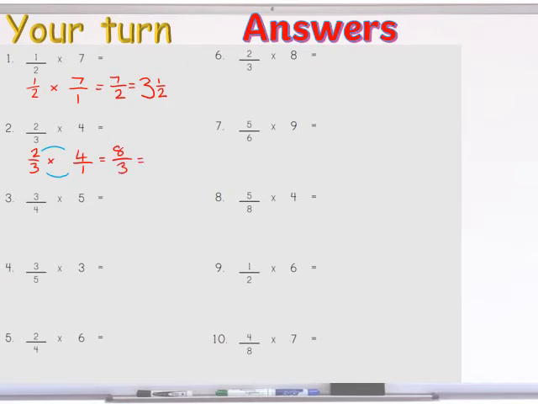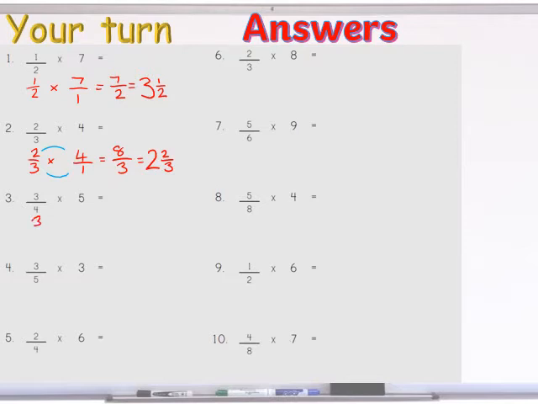Again, improper fraction, 3 goes into 8 twice because 2 3s are 6, and what's left over? 2, and we're dealing with thirds. So it'll be 2 and 2/3. Doing okay so far? Good.